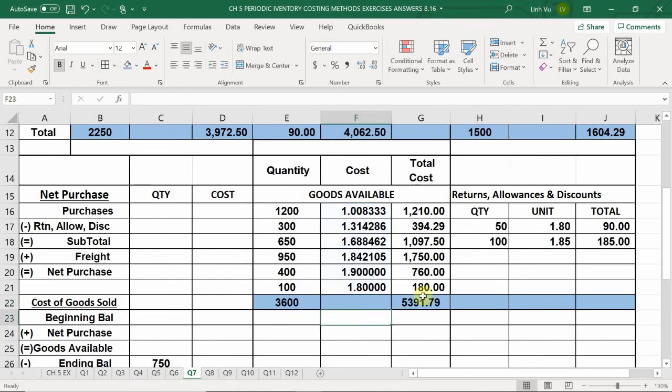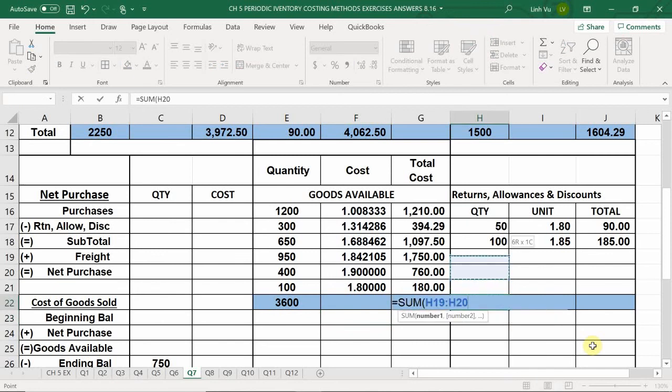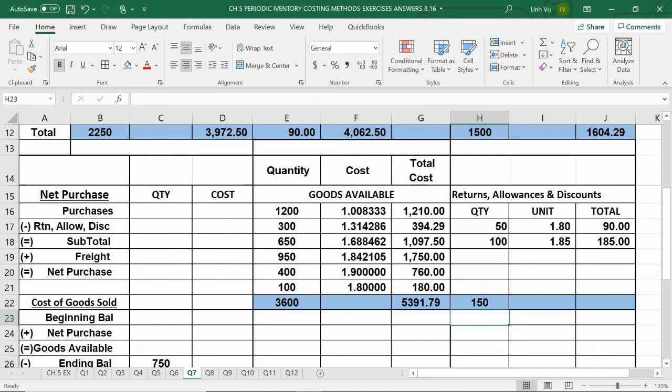Okay. What was my total cost? I'm sorry, what was my total returns and allowances? In this case I returned a total of 150 items. What was my total cost of returning? What was my total refund I got? $275.